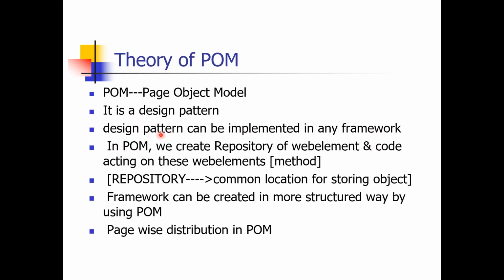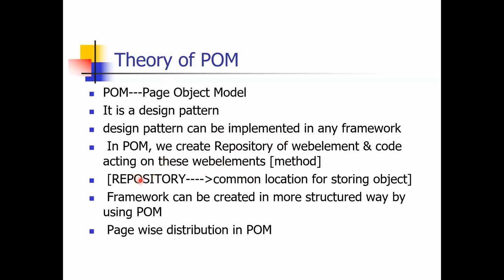So what interfaces do we have to use? File, then workbook, then sheet, then row, and then column. But in POM, we don't need to create any Excel sheet. We create a repository of web elements and the code acting on these elements. This is the matter. So in POM, the main thing is the repository. We have to create the repository of the web elements and the code acting on these elements.